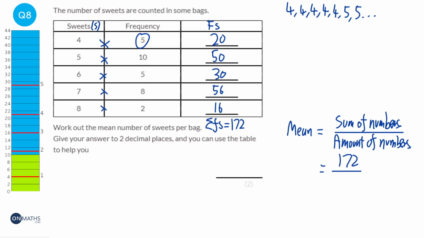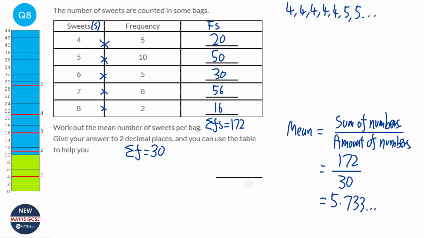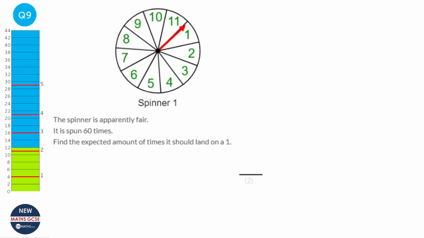So to work out how many there are in total, we just add those up, and we call that the sum of F column. And we do 5 plus 10 plus 5 plus 8 plus 2, add those together, which is 30. So all we need to do to work out the mean is 172 divided by 30, which is going to be 5.733 and so on. It wants it to 2 decimal places, so what we're going to do is just round that to 5.73.